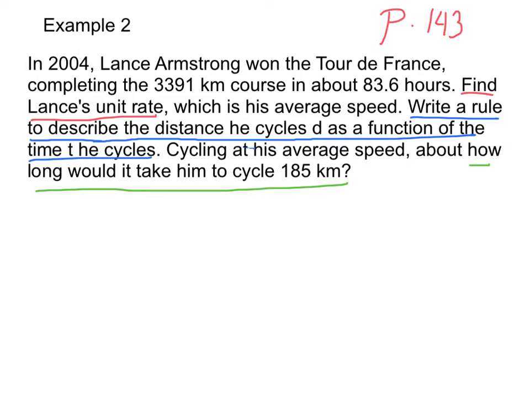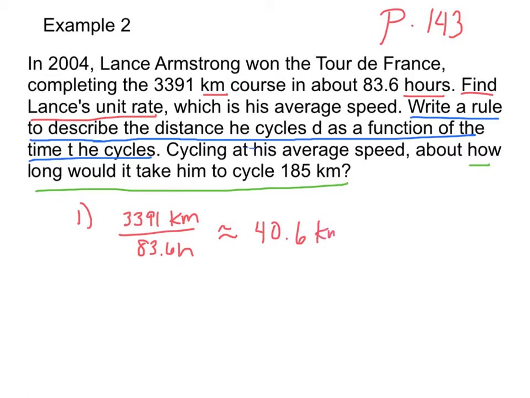Now, once again, we're talking about kilometers and hours. So we have to figure out kilometers per hour. So his distance is 3,391 kilometers for 83.6 hours. So if you divide this, this gives you an average speed. Now, if you don't know what I'm doing here, the 2 wavy lines means approximately. You could say about 41 kilometers per hour, or you could say 40.6 kilometers per hour. That's a unit rate.